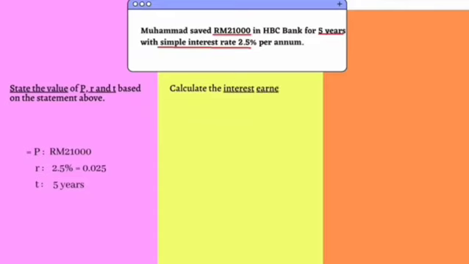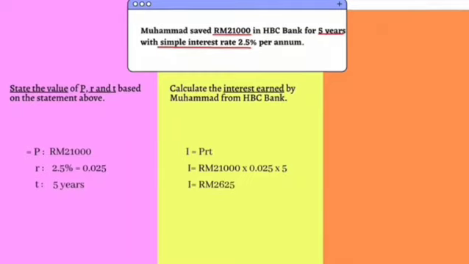For question B, we need to calculate the interest earned by Muhammad from HBC Bank. The formula to calculate the interest is I equal PRT. So I equal P, RM21,000, times R, 0.025, times T, which is 5. Calculate and the answer is RM2,625.